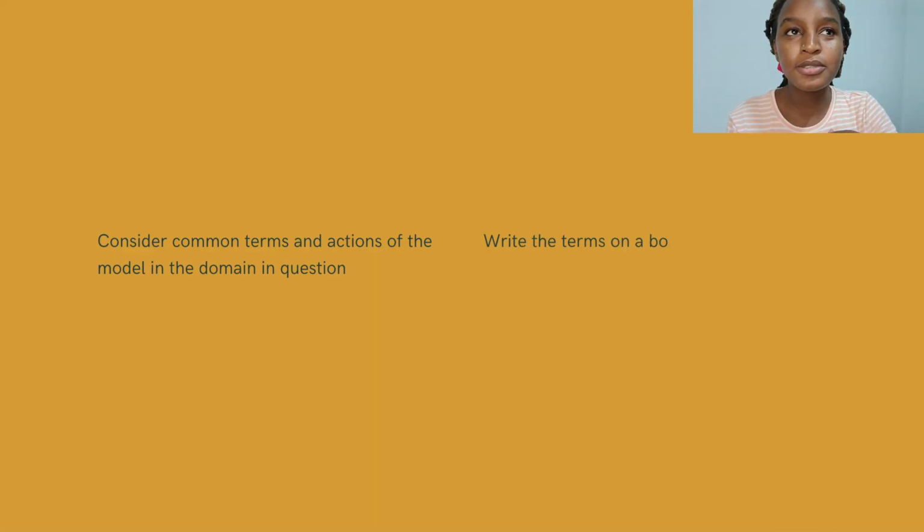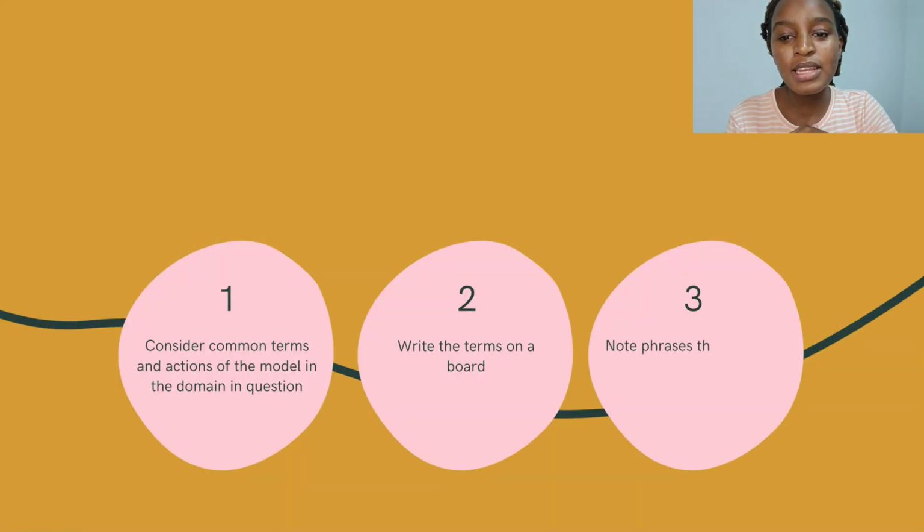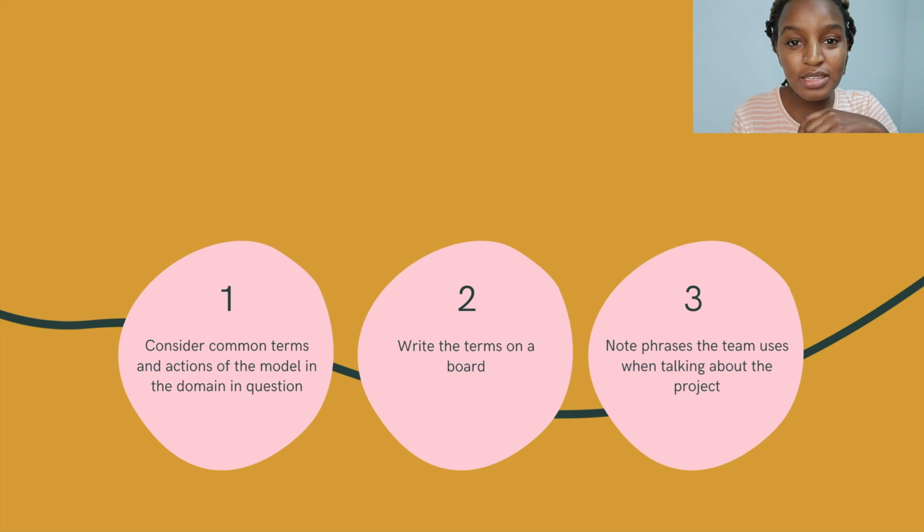That's one place to start when you're developing it. Write the terms on a board. Keep doing this so that you keep noting what things are standing out, what things are feeling fishy, maybe whether this term is a really good fit. Not all of these things you'll need to understand, so that you even understand in future why we went with this instead of this. That's one way. And then note phrases the team uses when talking about the project. Those are things to note.